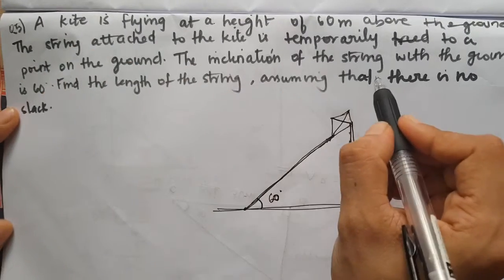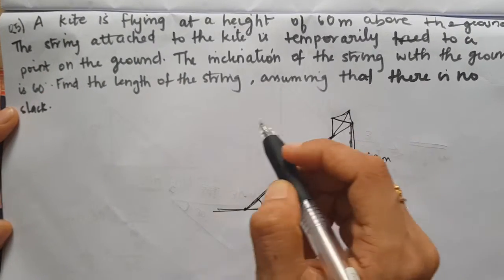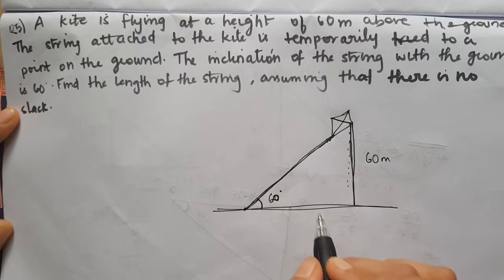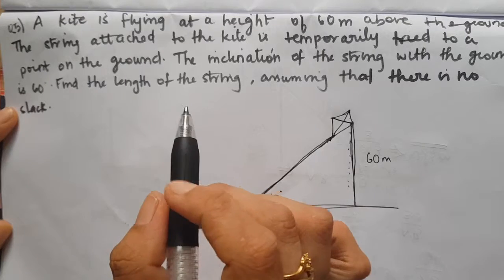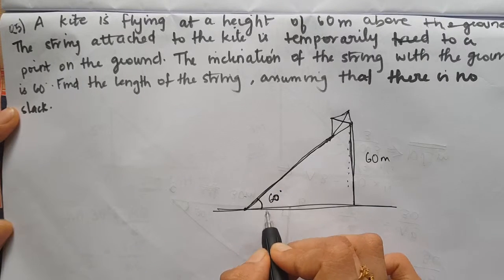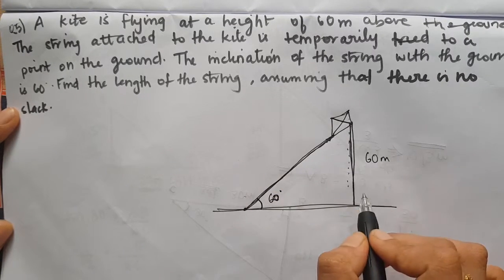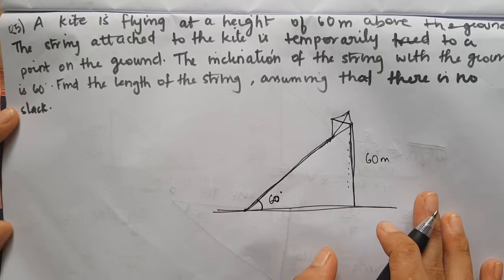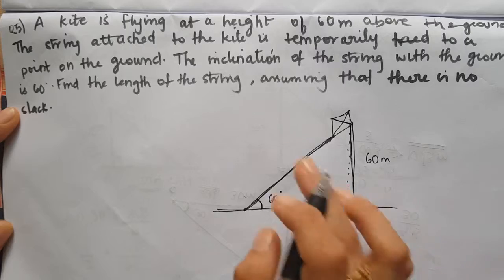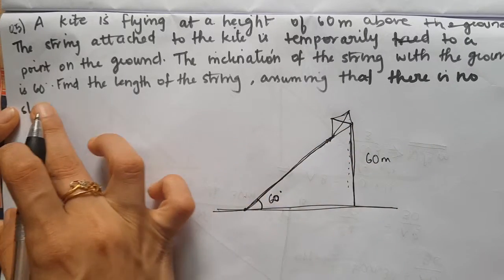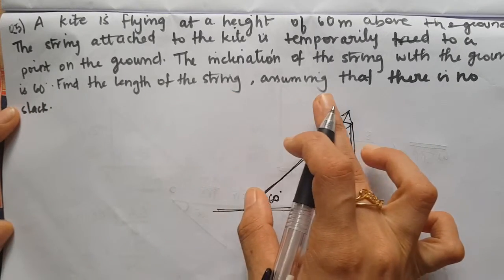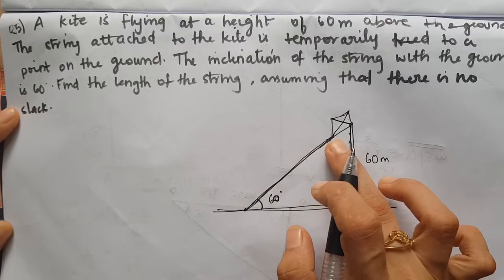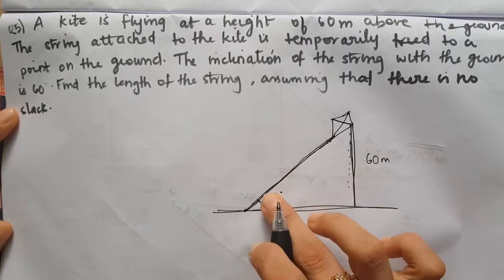As you read each sentence of the question, mark the information from it then and there itself, so that you don't get confused. Each line, read it, understand it, and then draw it accordingly. If you don't understand the question, read it twice so that you understand it. Now, the inclination of the string with the ground is 60 degree. Find the length of the string assuming that there is no slack in the string. So, it means that there is no slack in the string. It is straight, okay? There is no slack.